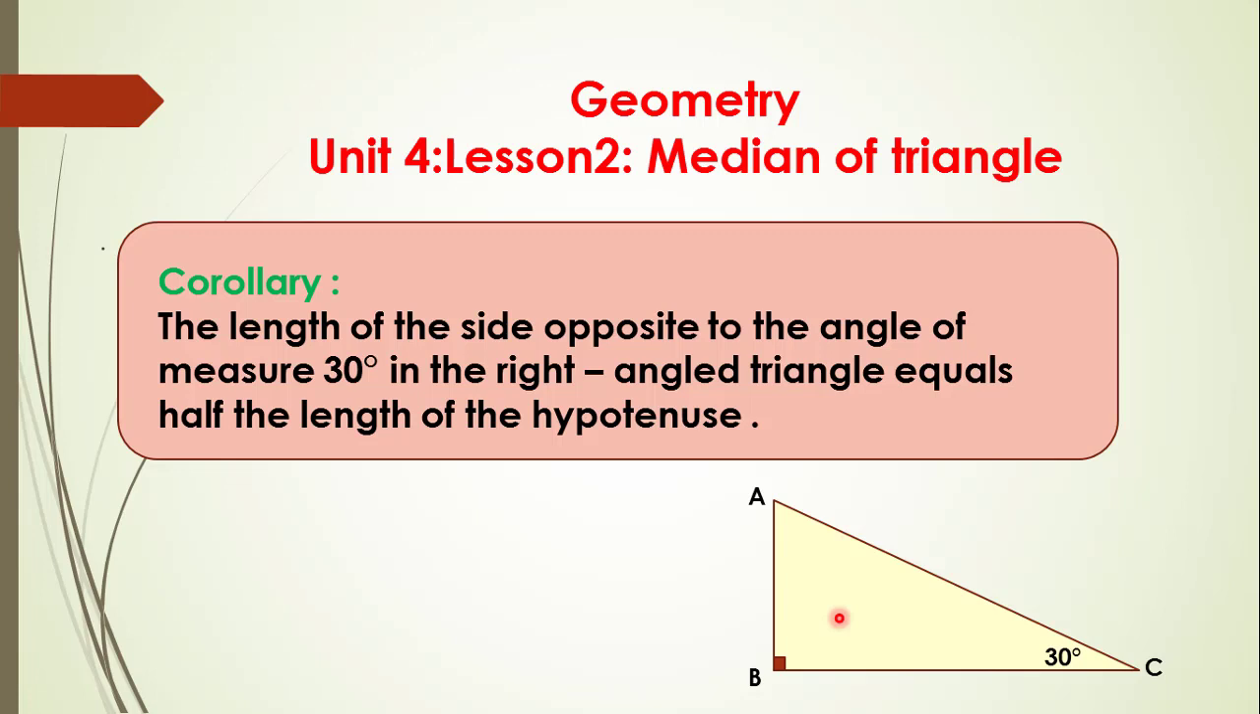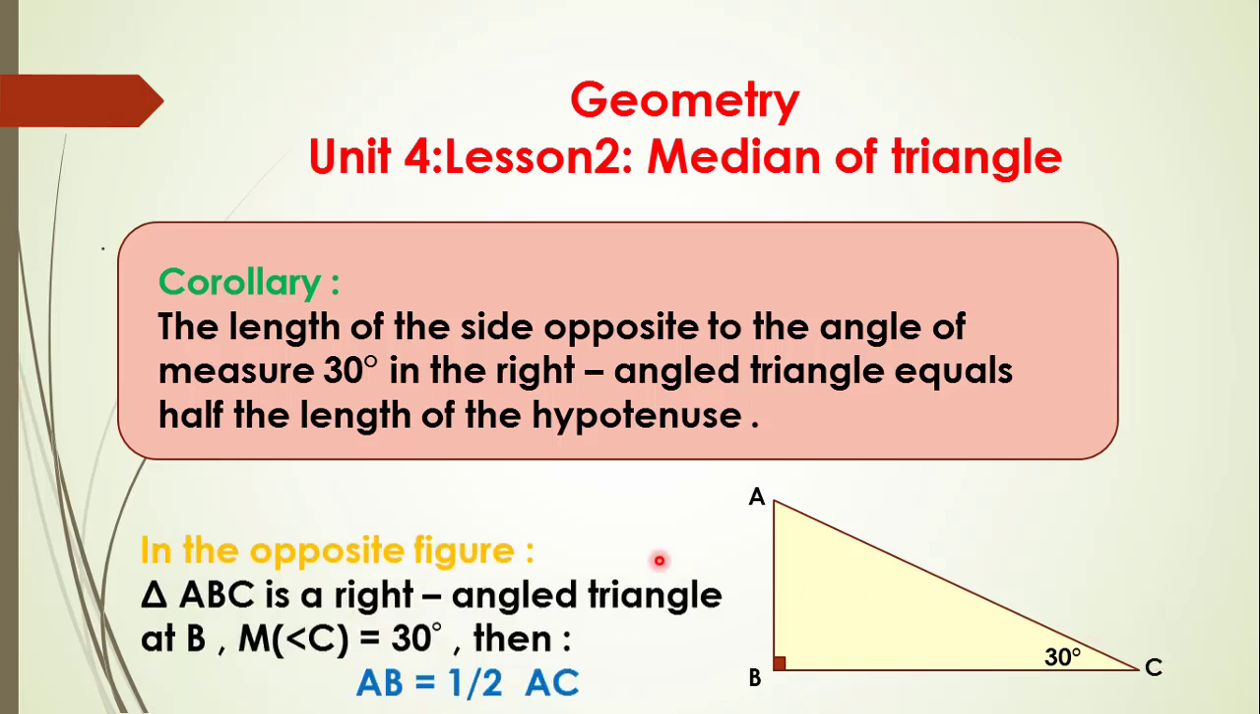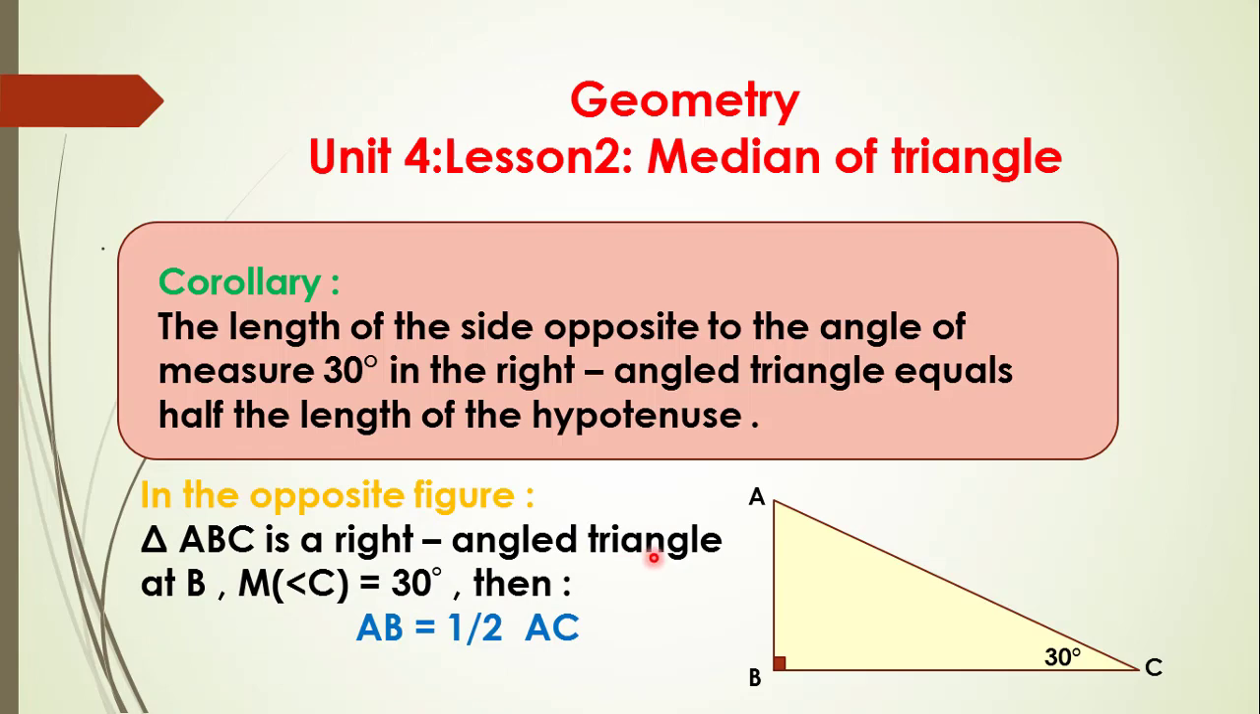We have a corollary here. The length of the side opposite to the angle 30 degrees in the right angle triangle also equals half of the hypotenuse. So if we have a right angle triangle like this, ABC, the side which is opposite to the angle 30, AB, will be equal to half the hypotenuse. So the measure of angle C is 30, so the length of AB will be half AC, which is the hypotenuse.